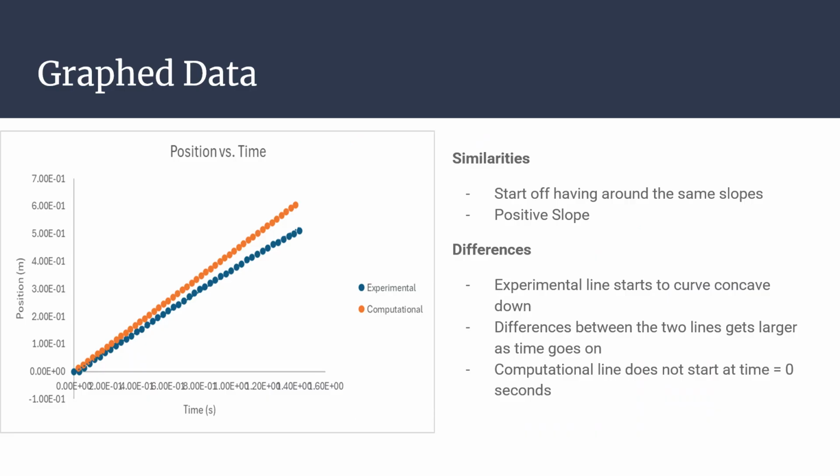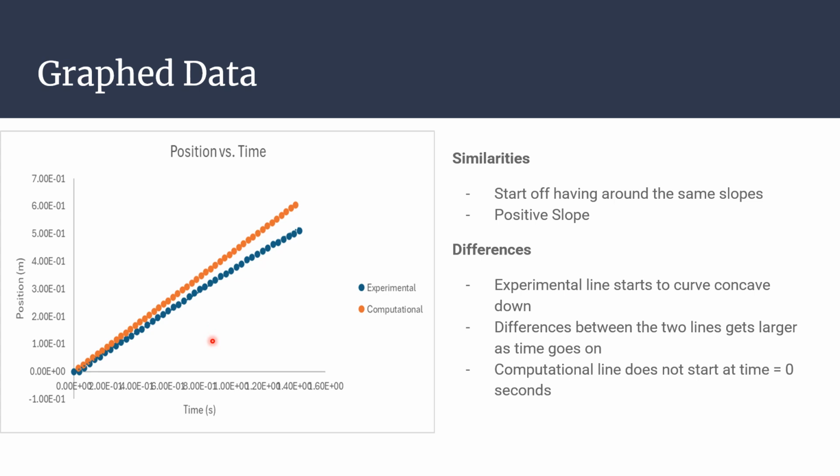So this is the overall graph data. As you can see, the experimental is represented with the blue line and the computational is represented with the orange line. So to start off with the similarities, they start off having the same slope and they both have positive slopes. However, this is where we get to the differences.